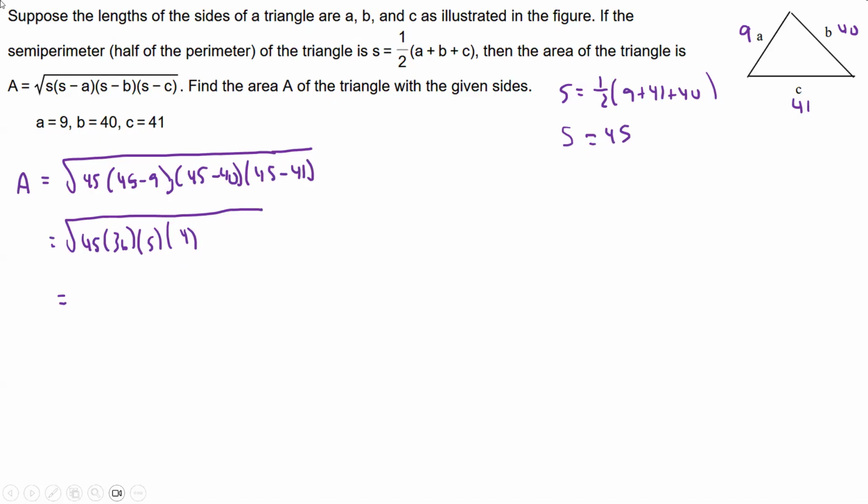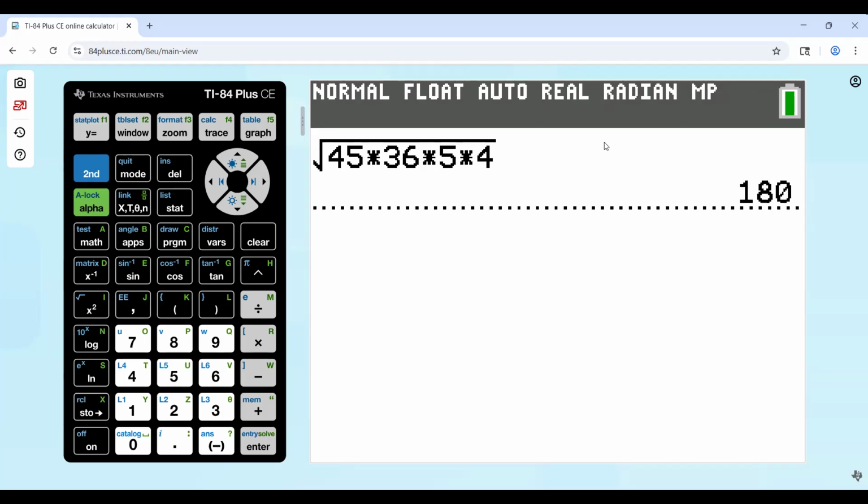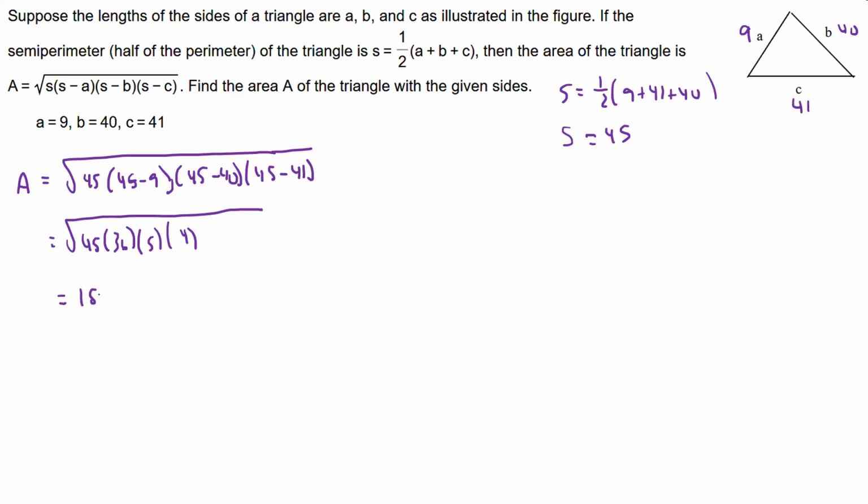And so if we go over to our calculator, it's just going to be the square root of 45 times 36 times, then it was 5, I believe, and then times 4. And we get 180. So that means the area is going to be 180.